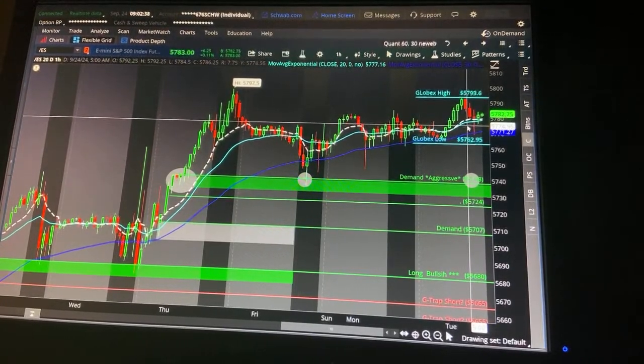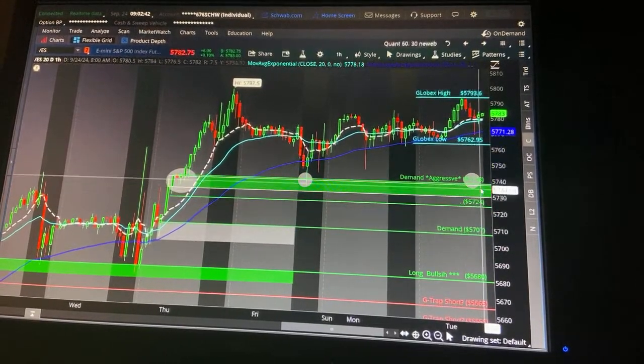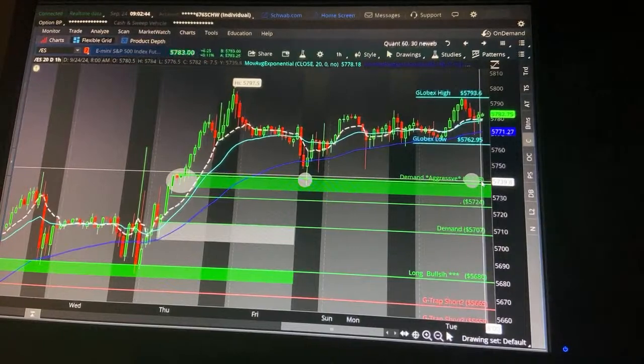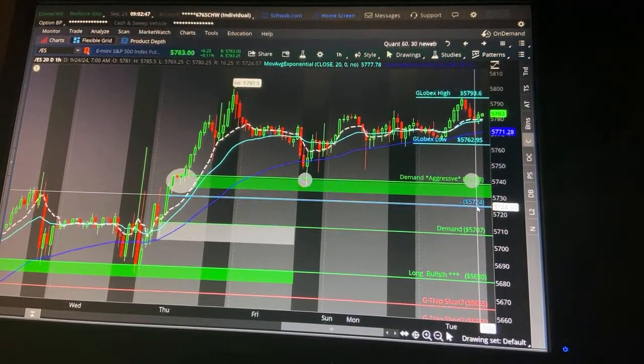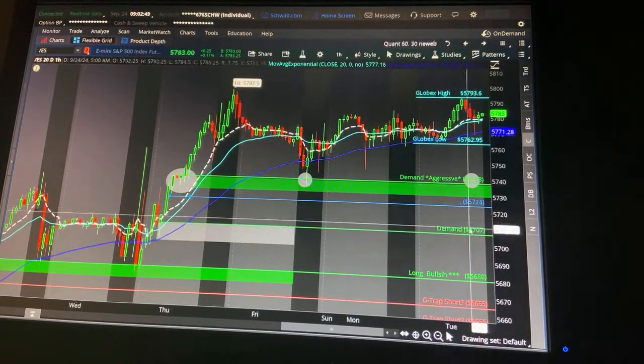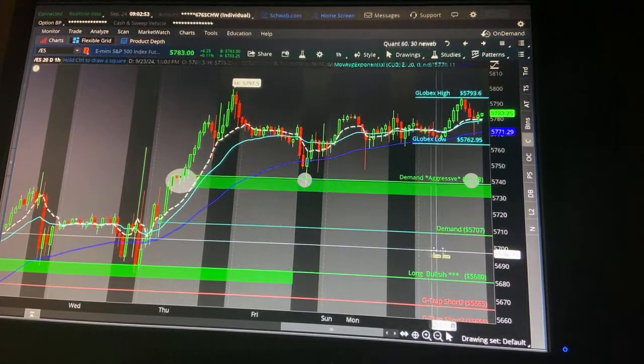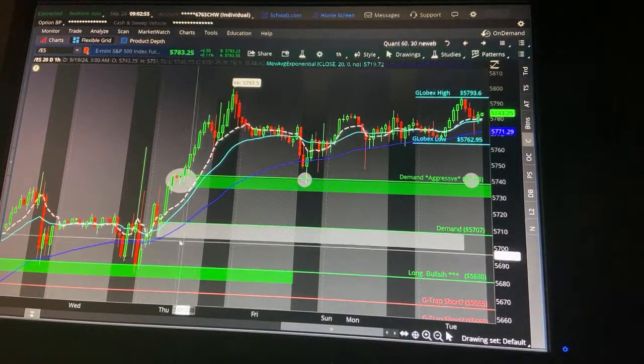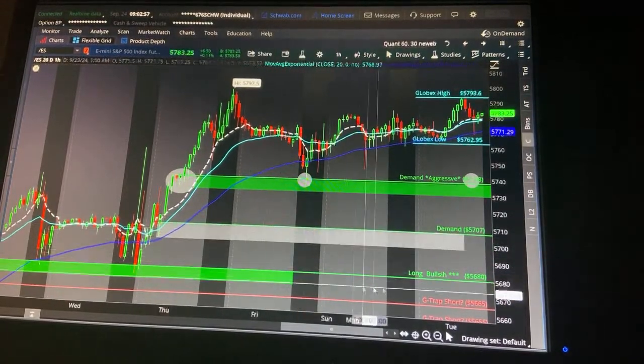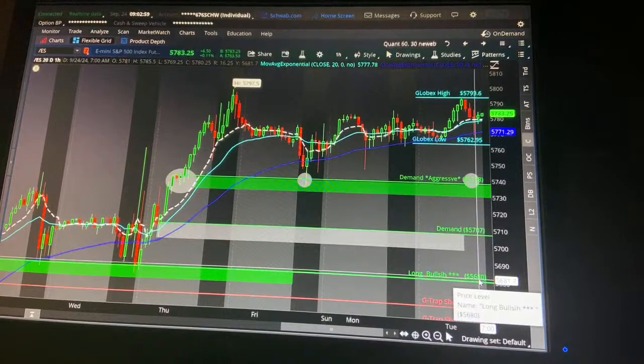We're probably going to be finishing September strong, but we'll talk about that tomorrow when I have more time. In short, 5738, put an asterisk on that, not prime. And then we have 5707 down in here, and that would be fairly decent as well for a demand zone to work off of. It's not the greatest level in the world. And then we have 5680.